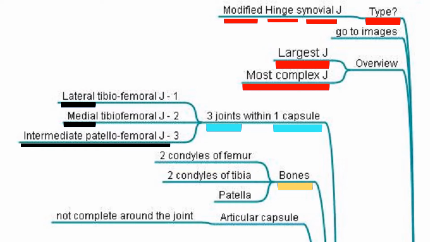Now, the bones that make the knee joint are something you know already, and the bones are the 2 condyles of the femur, 2 condyles of the tibia, and the patella. Since it is a synovial joint, it must have a capsule, and the capsule of the knee joint is not complete around the joint. It has a gap, especially posteriorly.